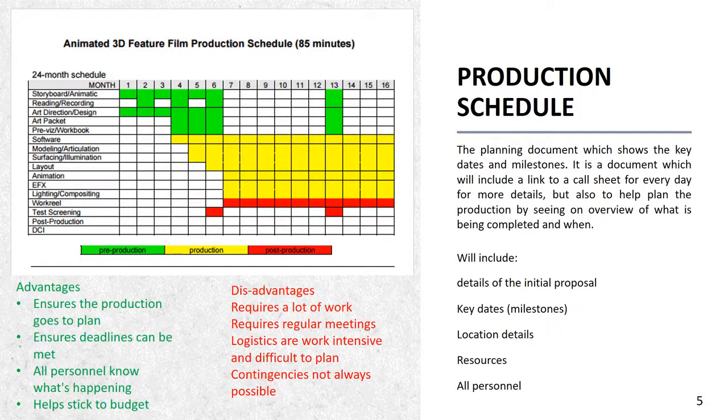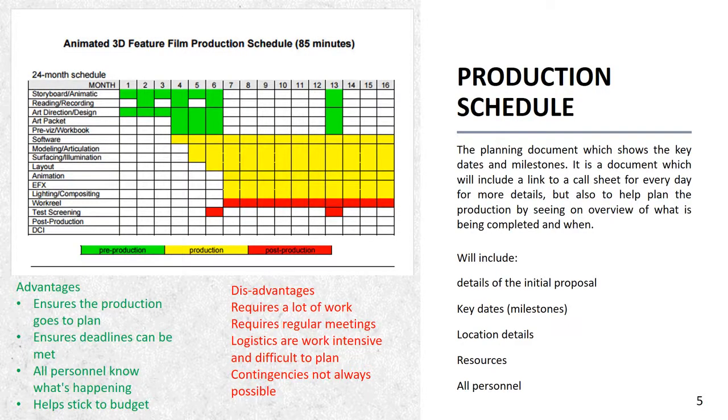Now the best thing about a production schedule is it helps the production go to plan. It also helps you to make sure that deadlines can be met. And it's so that all personnel, all the staff that are working on the product, will actually know what's happening. One of the most important things is that you stick to budget. If you go over budget, then your product is not going to be as successful, or you might not actually be able to create it.